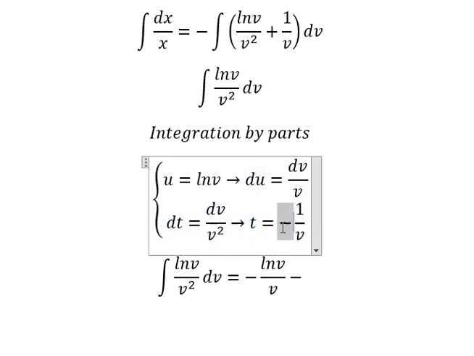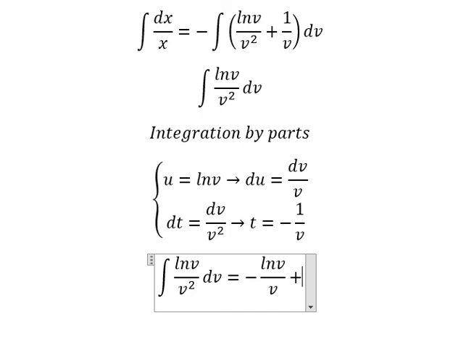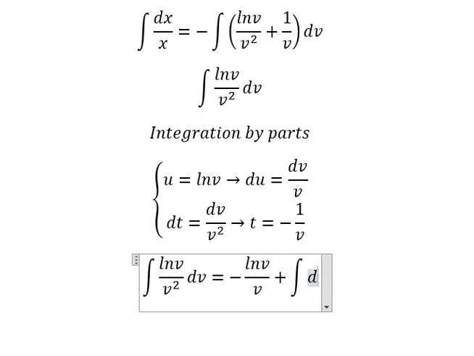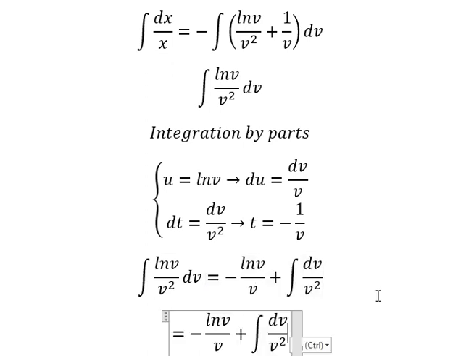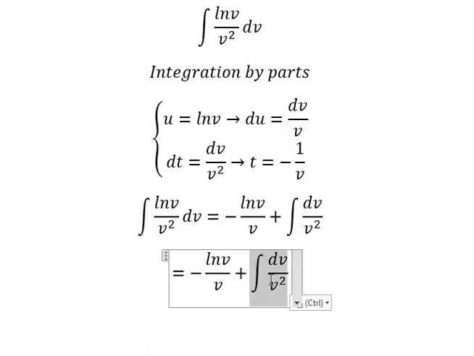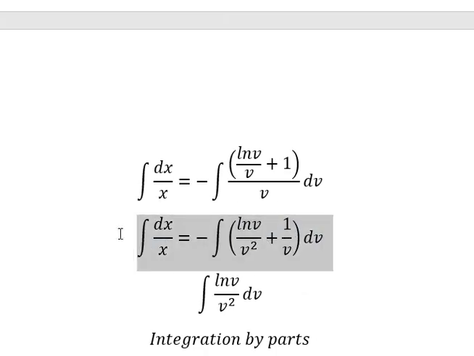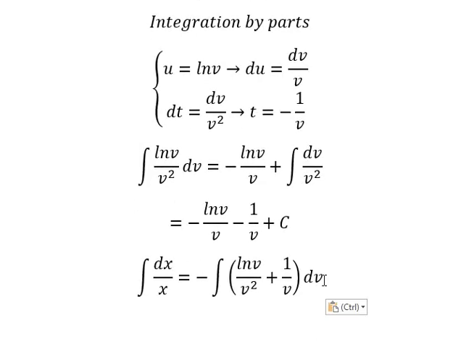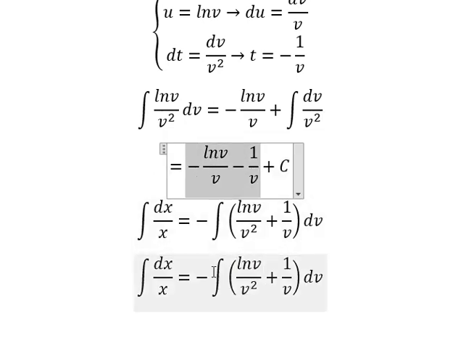Because we have the negative sign in here, negative with negative, you got positive, and we have the integration dv over v squared. The integration of this one, we have negative 1 over v, and we put c. Now we go back in here. The integration of this one, that is about this one.